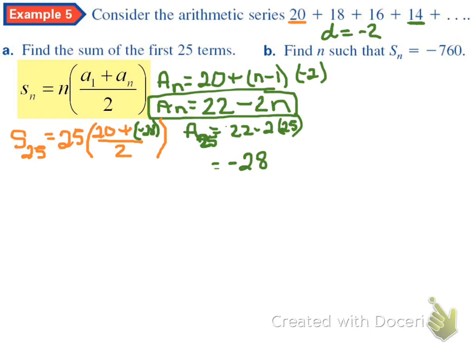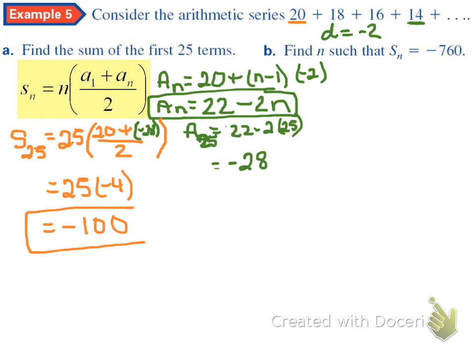We need the average of that first and last term. So 20 plus negative 28 would be negative 8. Divide that by 2, you would end up with negative 4. And then 25 times negative 4 is negative 100. That would be the sum of the first 25 terms.